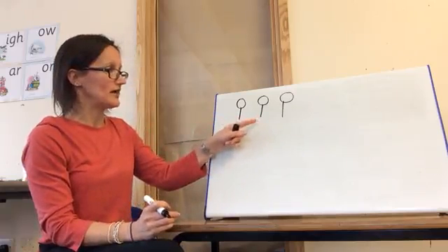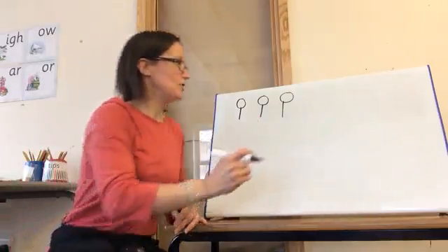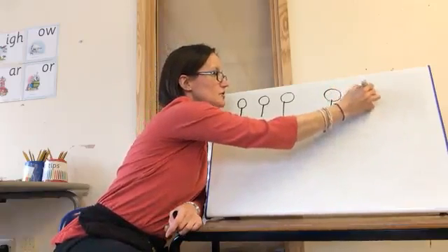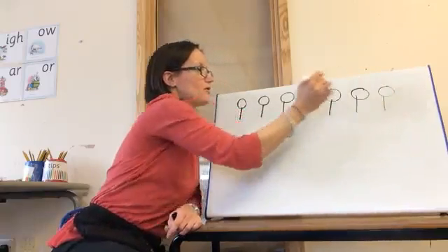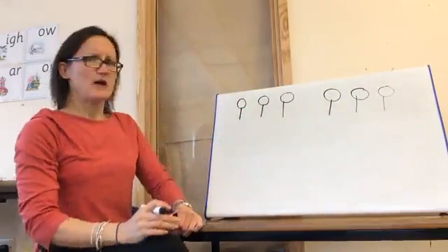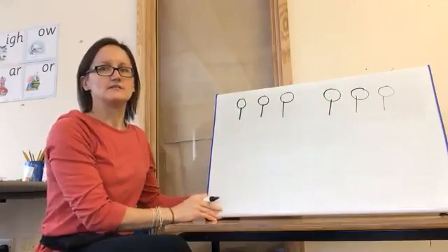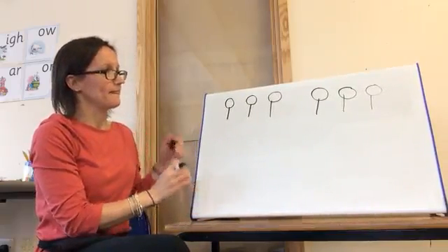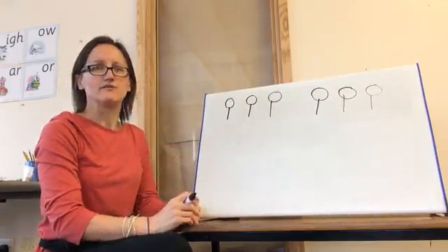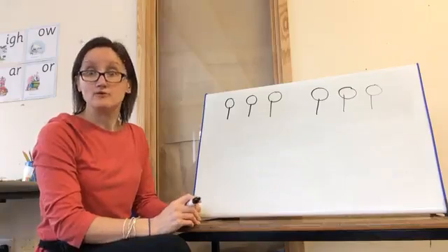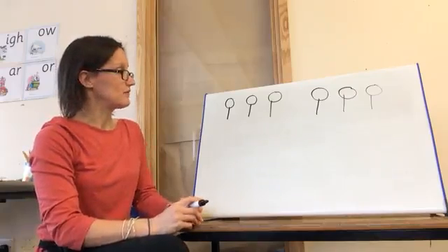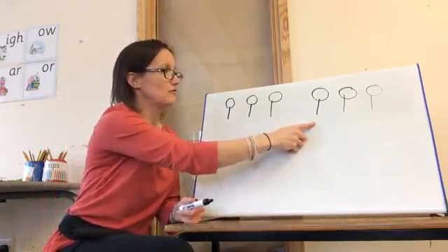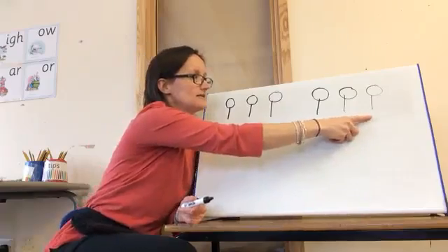So I went to the shop and I bought 3 lollipops, and then I bought 3 more. So I've already got 3, and then I've got 3 more. 1, 2, 3. So how many lollipops did Mrs. Doherty have all together? What am I going to need to do to find out? Well done, I'm going to need to count them. So would you like to count them with me? 1, 2, 3, 4, 5, 6.